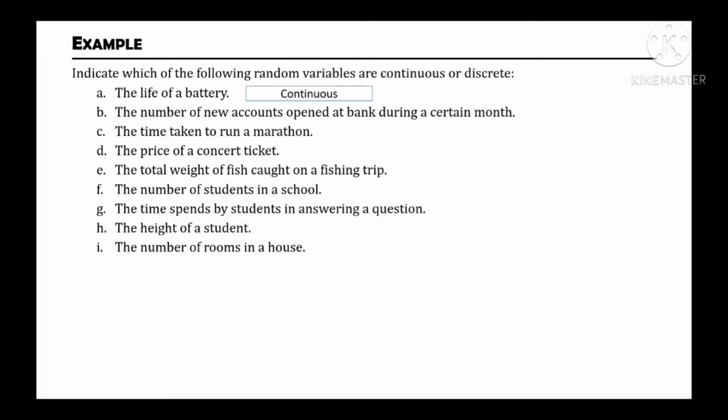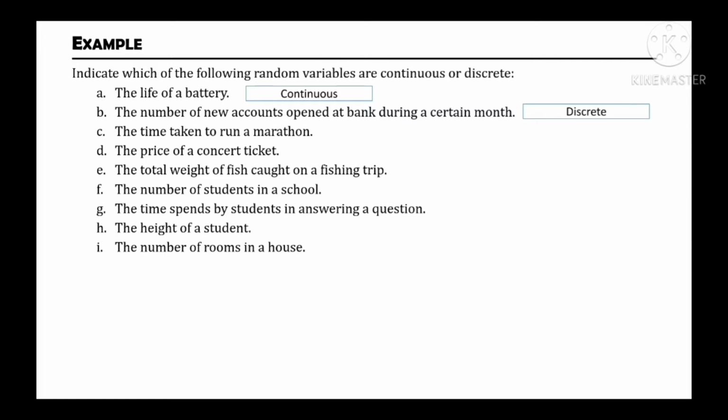B. The number of new accounts opened at banks during a certain month. So the number of accounts can be exact. 1 account, 2 accounts. There are no 1.5 accounts. So this is a discrete random variable.